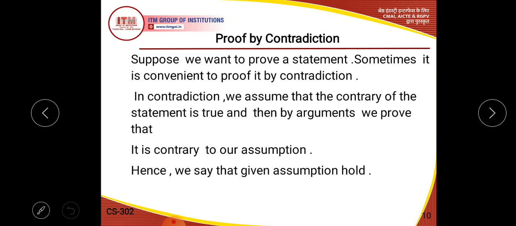In this contradiction, we assume that the statement is true, and after that arguments, we prove the contrary of our assumption. In this way, the given assumption does not hold. We can say it's true. So, in this way, we use this contradiction to solve many complex theorems.